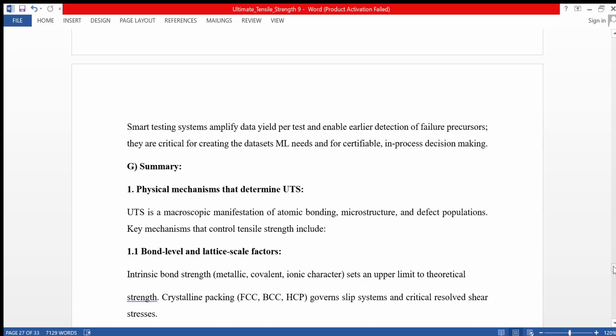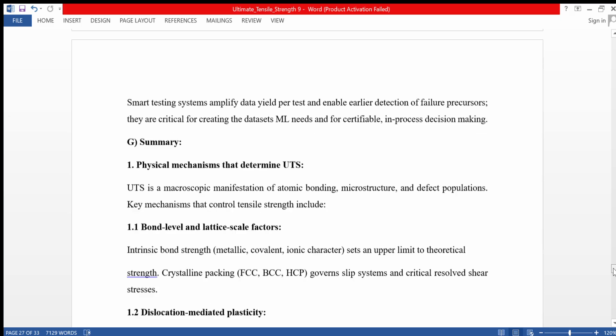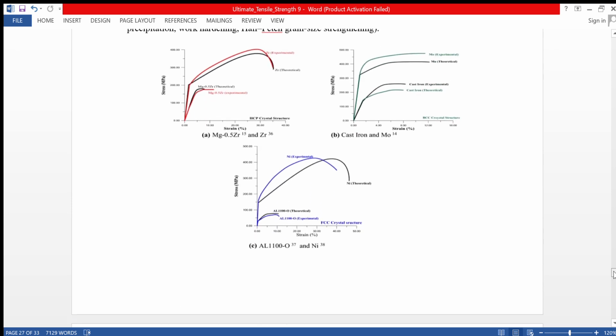UTS is a macroscopic manifestation of atomic bonding, microstructure, and defect population. Key mechanisms that control tensile strength include bond level: intrinsic bond strength sets an upper limit to theoretical strength, and crystalline packing governs slip systems and critical resolved shear stress. These are the pictures of dislocation motion for different materials.